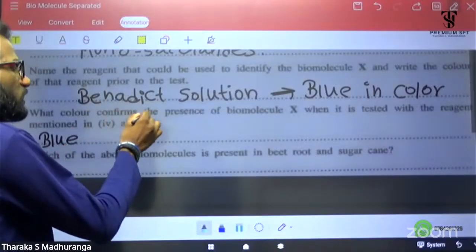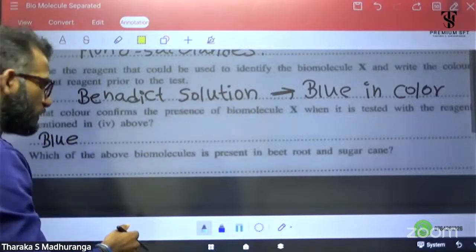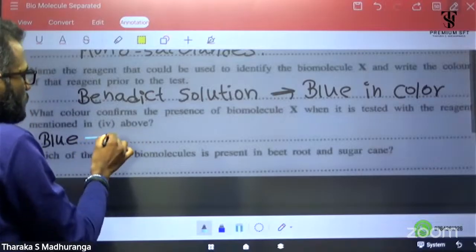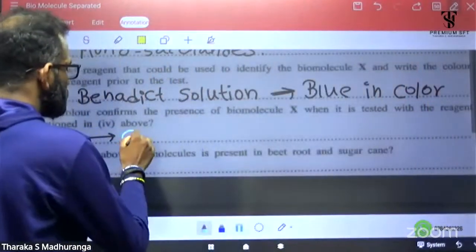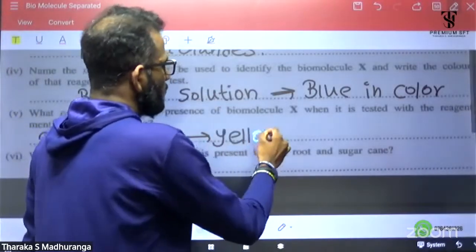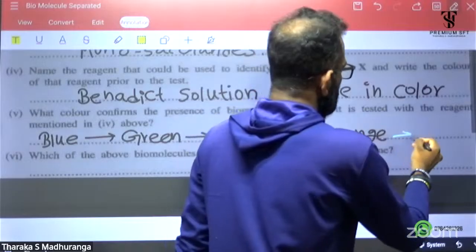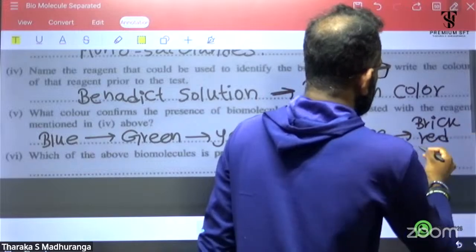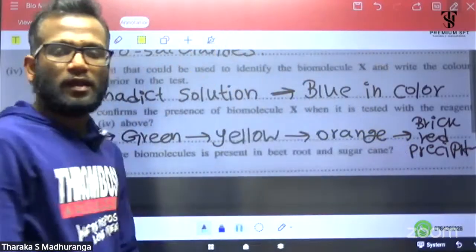This question asks only for the final brick red precipitation, but it is better to write down the full color variation, so you do not need to take a risk here. Blue changes into green, green changes into yellow, yellow changes into orange, and orange changes into brick red precipitation.